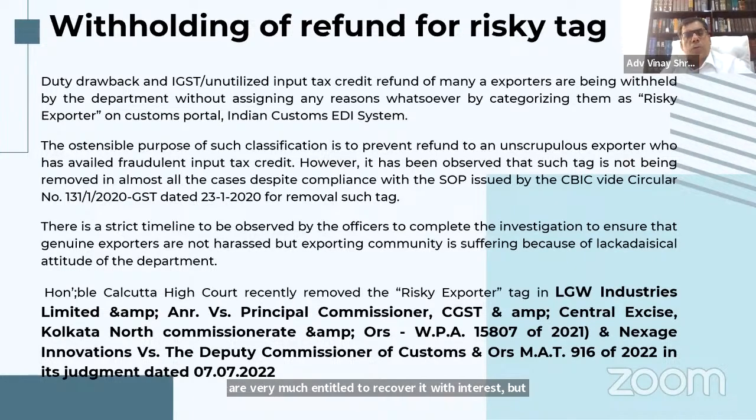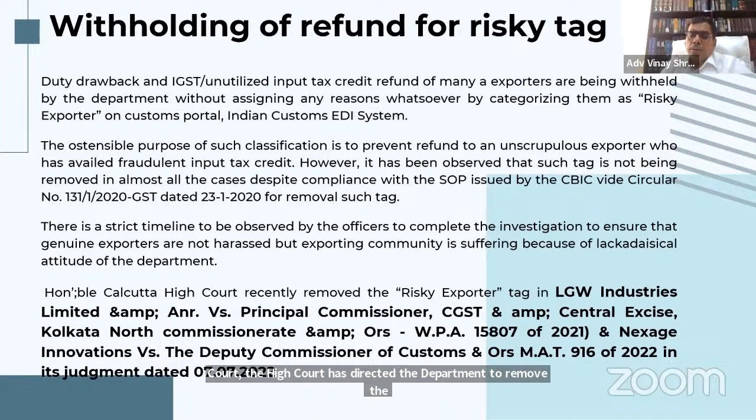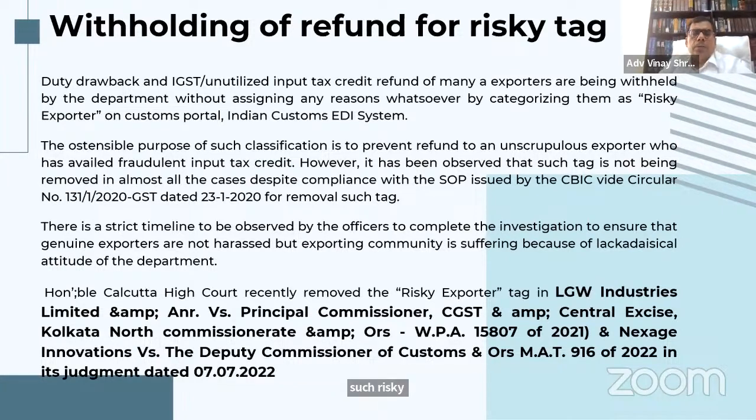In fact, one circular is also issued, Circular 131/1/2020, whereby the detailed procedure for removal of the tag is also given. But most of the time, despite a very clear-cut procedure being given and the department being supposed to act in a time-bound manner, they keep slipping over it. So in all such cases, whenever we have approached the High Court, it has directed the department to remove such risky exporter tag and grant the benefit of refund.